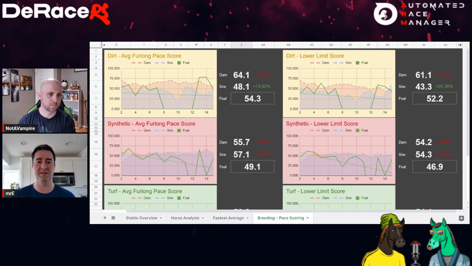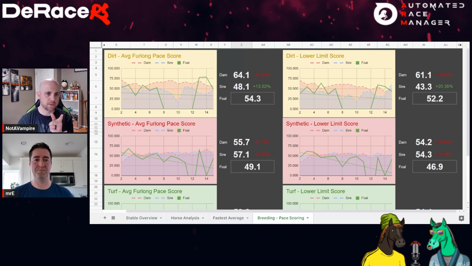So when you're using a tool like this to assess average furlong pace on the left and lower limit score on the right, you're actually going to be looking at two different variables that give you a score to determine whether or not your foal got the best of one parent or both parents, and whether or not it can actually run that faster time, which is the lower limit score as well.